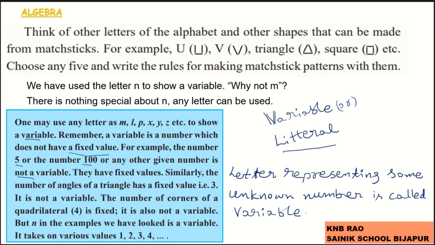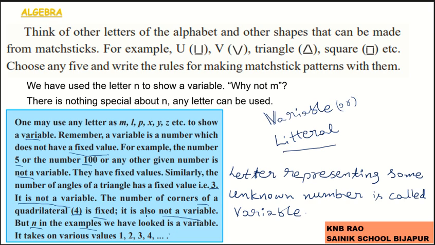Similarly, the number of angles of a triangle has a fixed value, that is 3. It is not a variable. The number of corners of a quadrilateral, 4, is a fixed number. It is also not a variable. But n, in the examples that we looked at, they are all variables because they can change. It takes various values from 1, 2, 3, 4, anything. So that's why that letter is a variable.